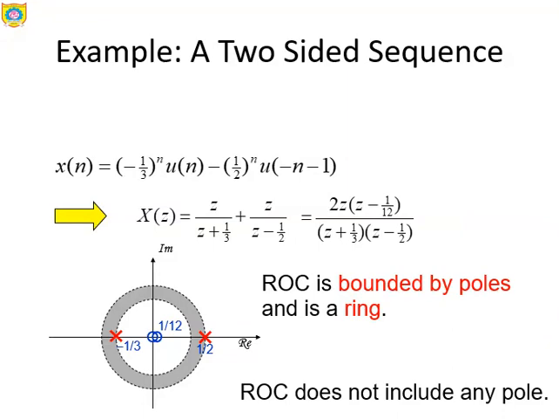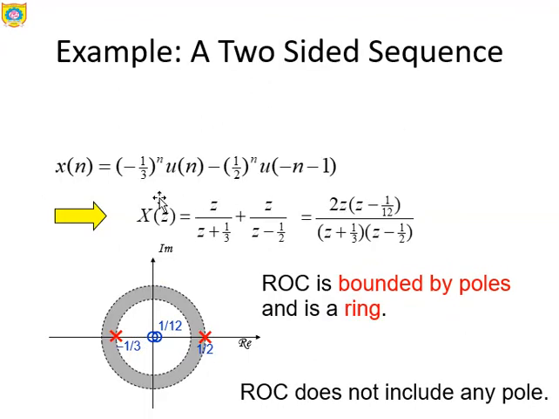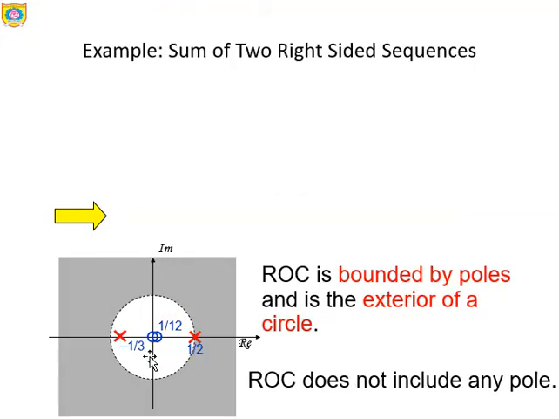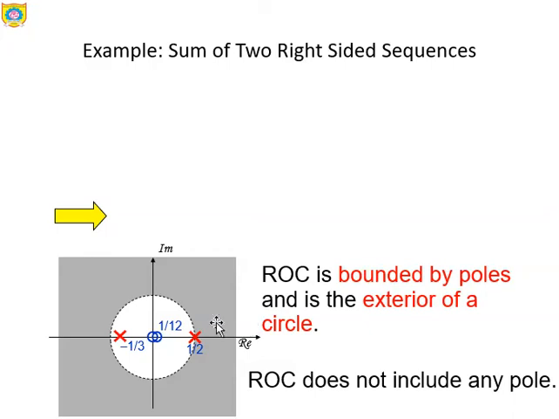Let's consider the next case, when the sum of two right-sided sequences is done. For the same example just studied, if we consider it like minus (1/2)^n u[n], what is happening over here? For 1/2, the outer circle will be considered. The inner circle will simply be skipped. Here we will just consider minus (1/3)^n u[n]. So that is what is done over here.